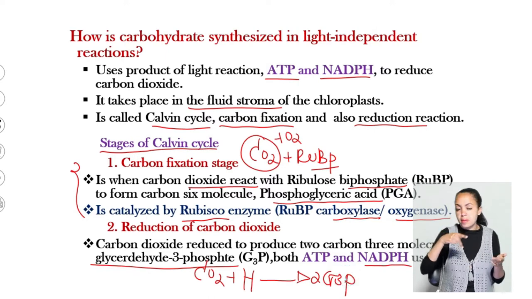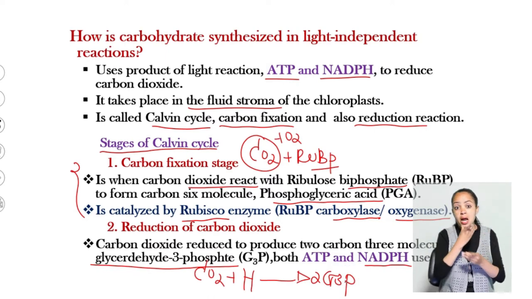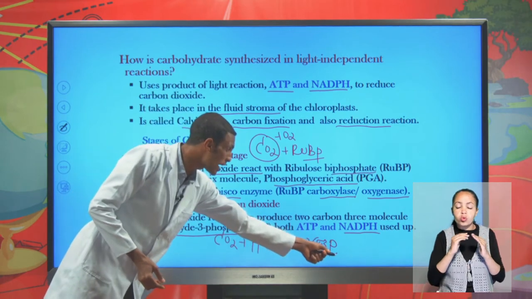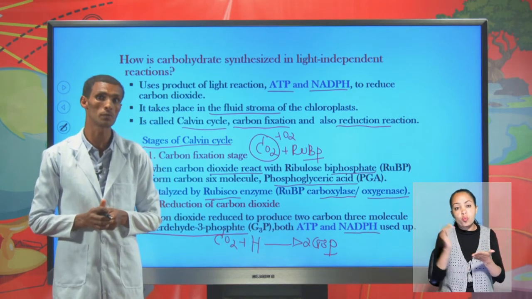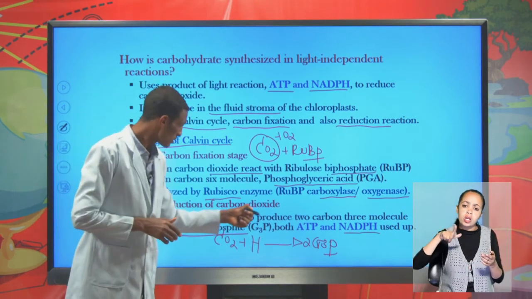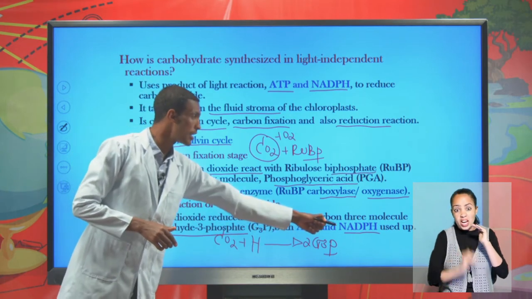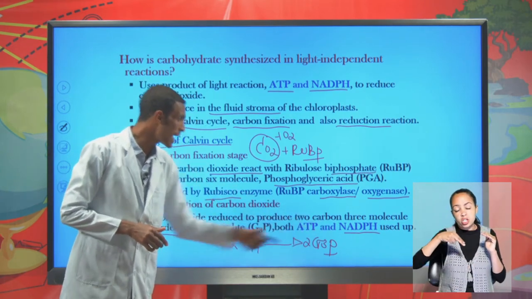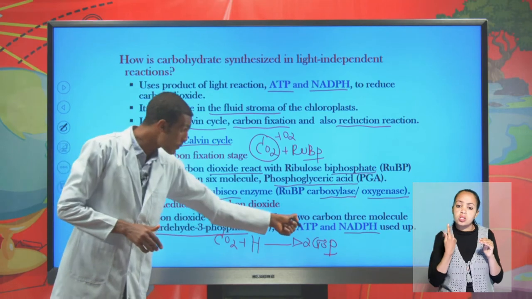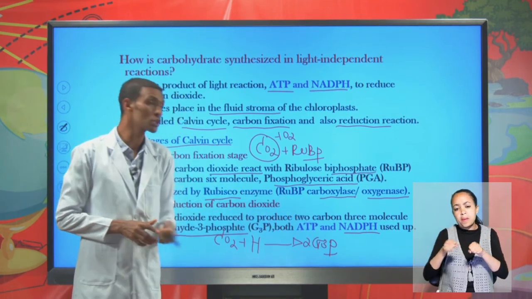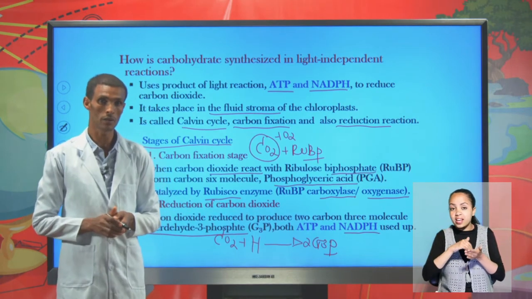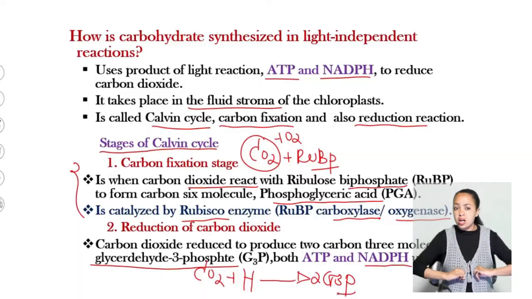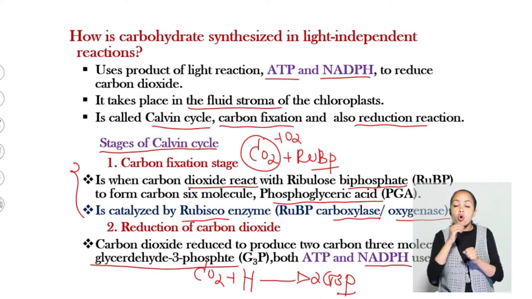By reduction, we mean reduction of carbon dioxide by the NADPH molecule to form two glyceraldehyde triphosphate molecules, which is enough for the production of one glucose molecule. During the reduction, NADPH is used, and again ATP is used. When ATP is used, it breaks down into ADP and inorganic phosphate. Because ATP releases energy, there is no production of ATP during this pathway. Rather, there is utilization of ATP.